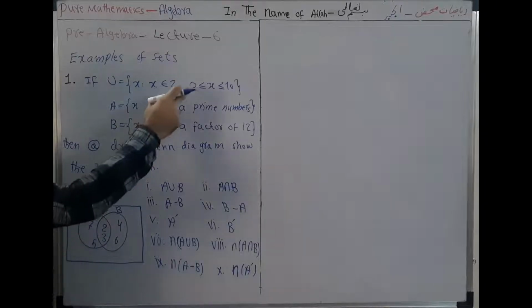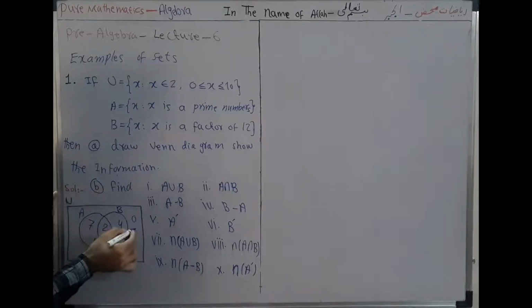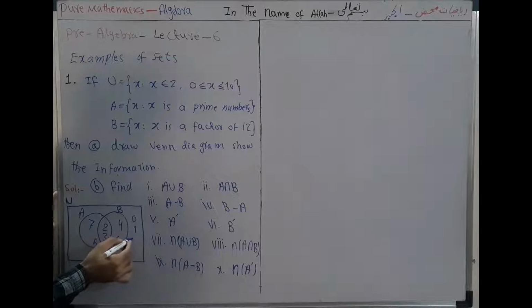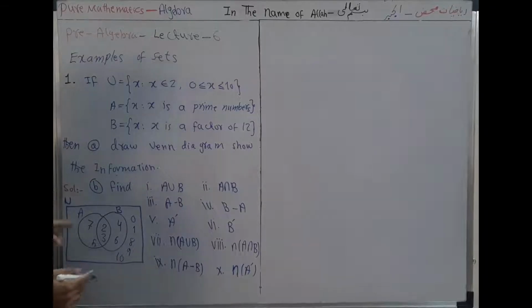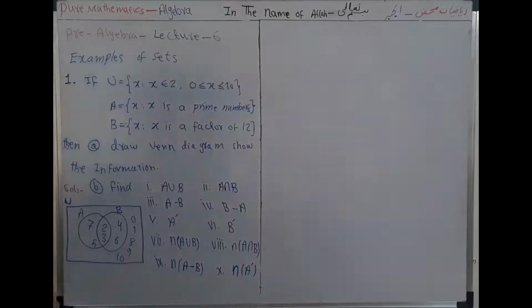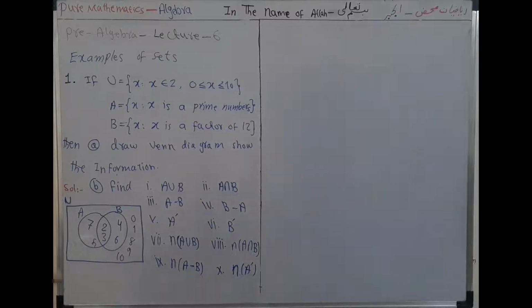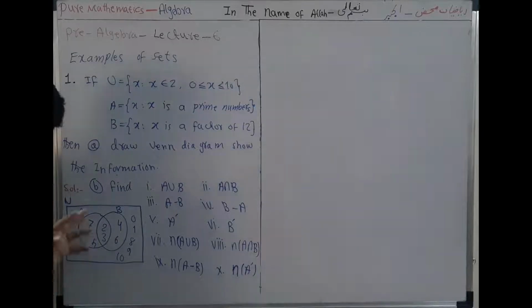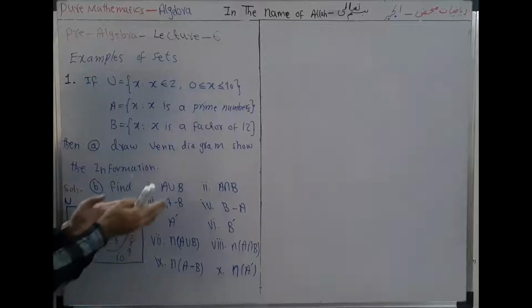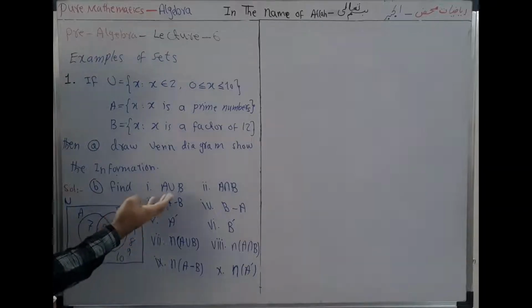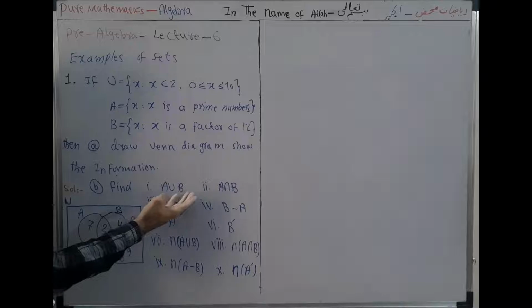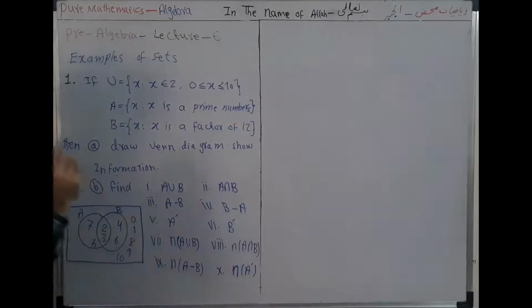The remaining numbers are 0, 1, 8, 9, 10. They are the remaining numbers. Actually, we draw the Venn diagram from here. Now we can count the union, the intersection, all of them.